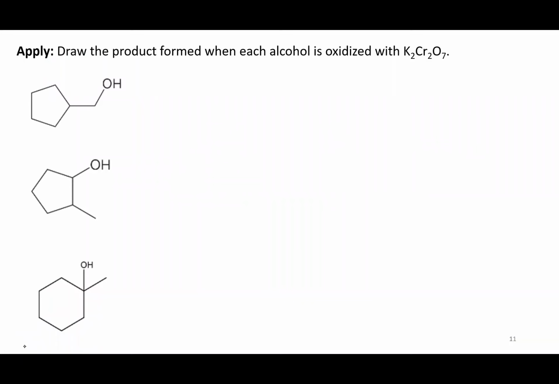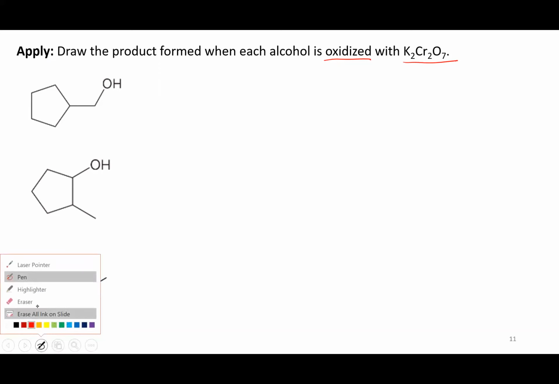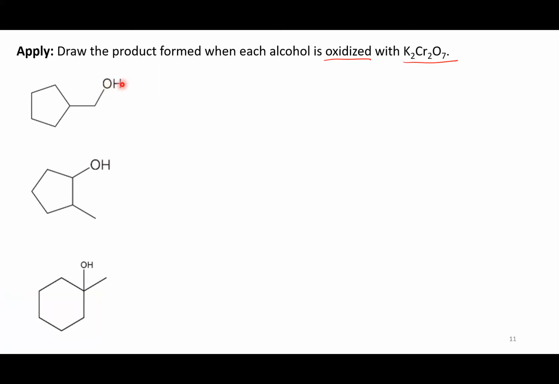So let's put that into practice. We're going to draw the product formed when each alcohol is oxidized with K2Cr2O7. This is potassium dichromate, a common oxidizing agent. All right, so let's start with our first example here. The first thing you want to do is identify the carbon that bears your hydroxyl group, which is this one. Now we're going to determine whether this is a primary, secondary, or tertiary alcohol, because this will let us know whether we're going to make a ketone, a carboxylic acid, or no reaction.